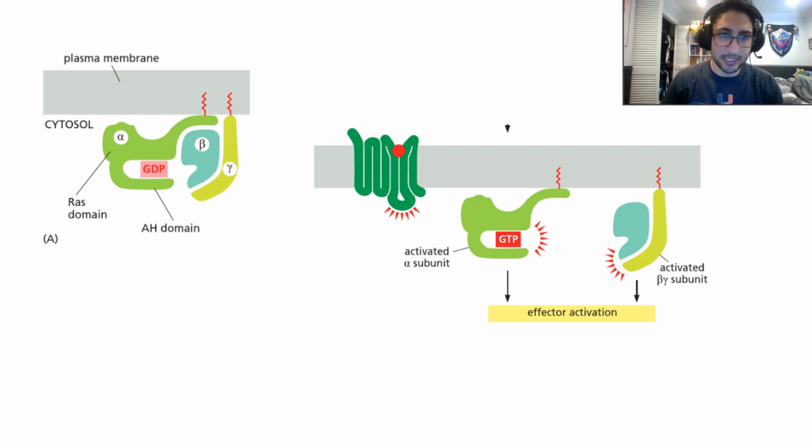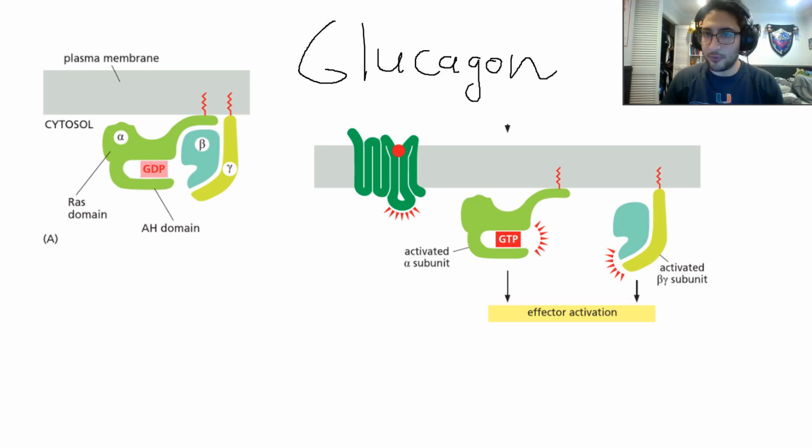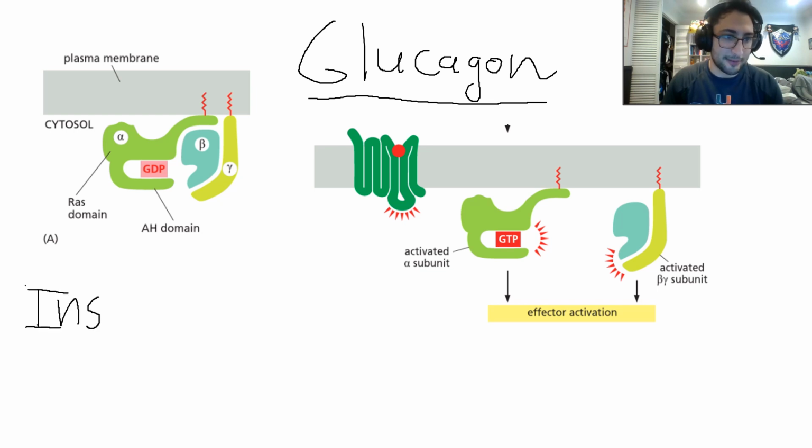An important example that you must know is glucagon. Glucagon binds to a G protein coupled receptor, as opposed to insulin, which uses a receptor tyrosine kinase. That's an important distinction that you need to be familiar with, and examiners can test it. So glucagon is going to bind to its G protein coupled receptor, and the alpha subunit is going to dissociate.